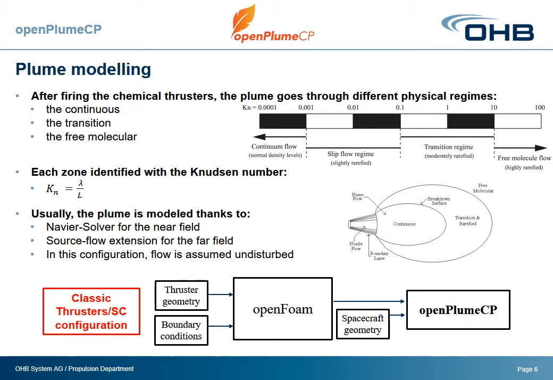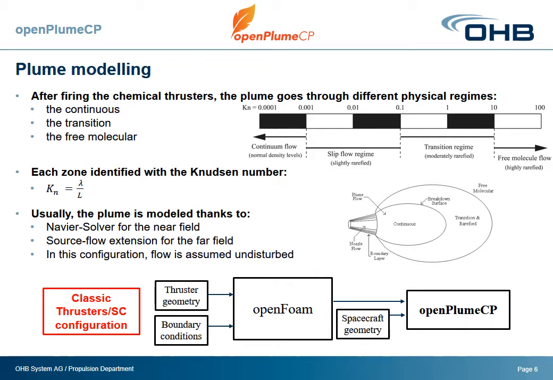So let's go into a little more detail about the plume modeling. This is what I call the classic thruster configuration. You all know, of course, that you have different flow regimes: the continuum flow, the transition, and the free molecular. The plume itself goes through different physical regimes. So you have the continuum, then a transition part, and then the free molecular. What we do is try to identify each zone with the Knudsen number, but also with the Bird number. I will come back to it later.